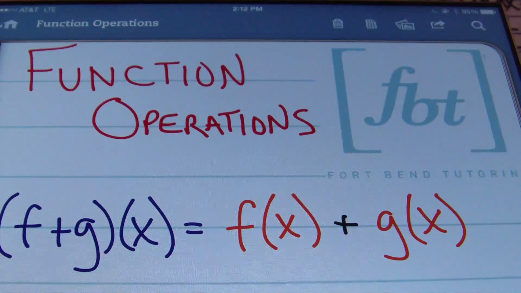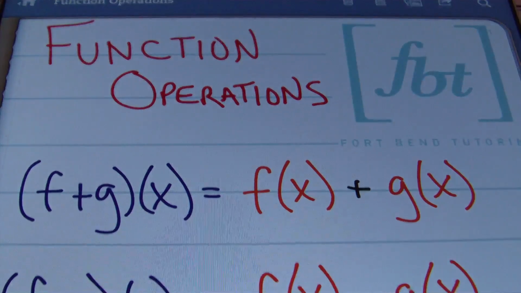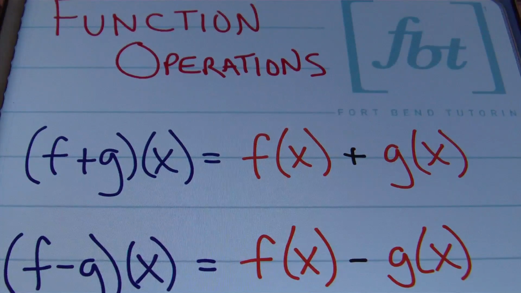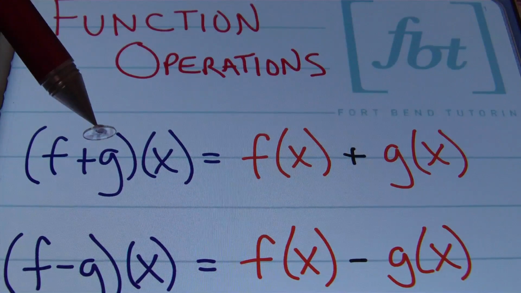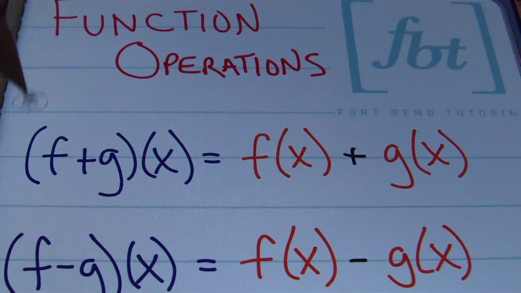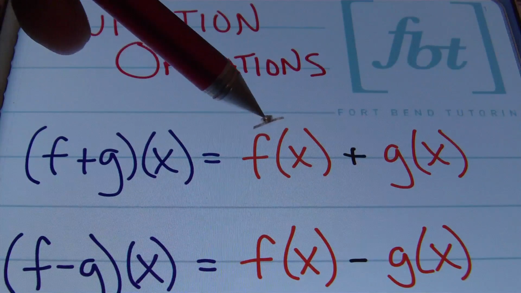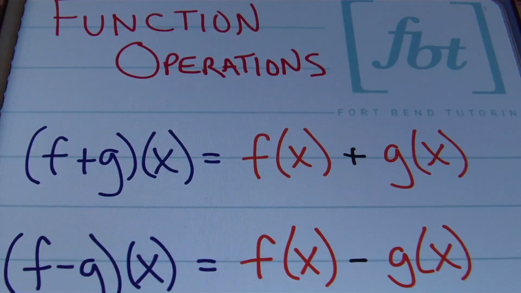All right, ladies and gentlemen, we have the function operations here, the first of which is f plus g of x. What does that mean? That means that you have two functions, one named f, the other named g, and you're going to simply add them together. So f plus g of x simply means f of x plus g of x. That's it. You just add the two functions together.